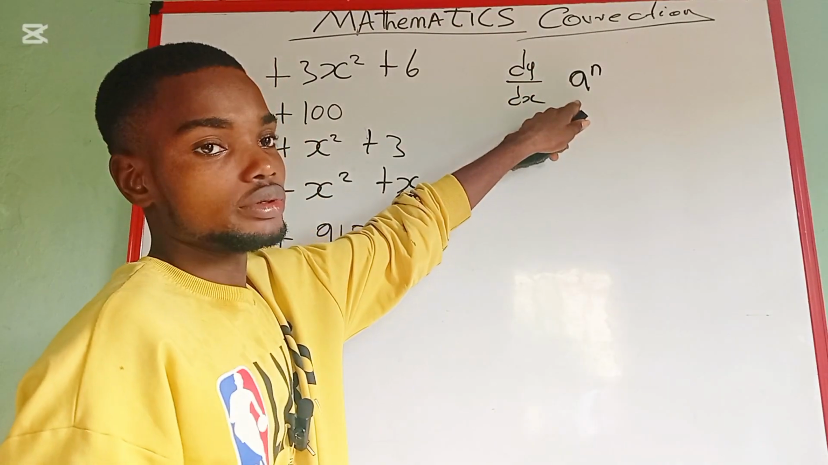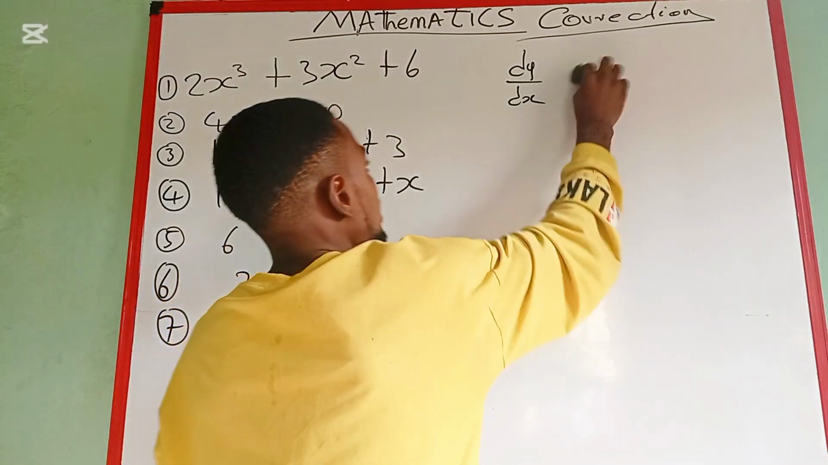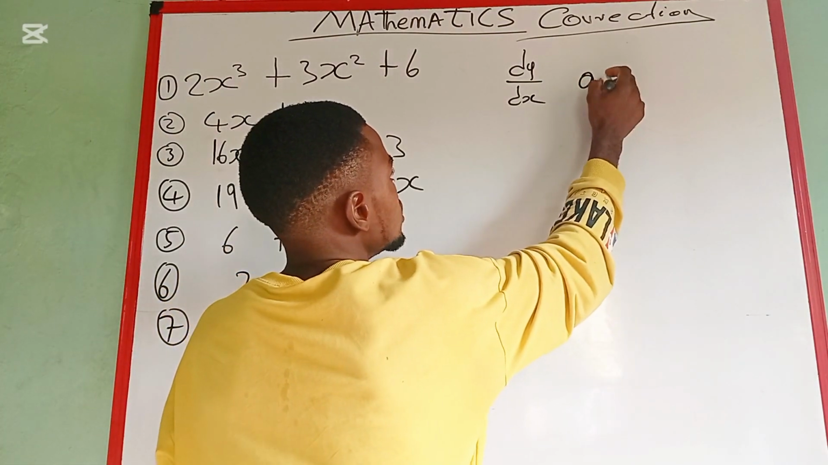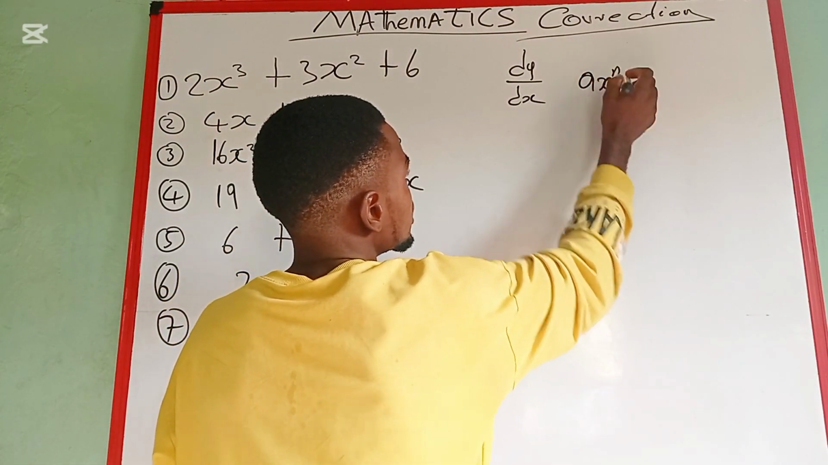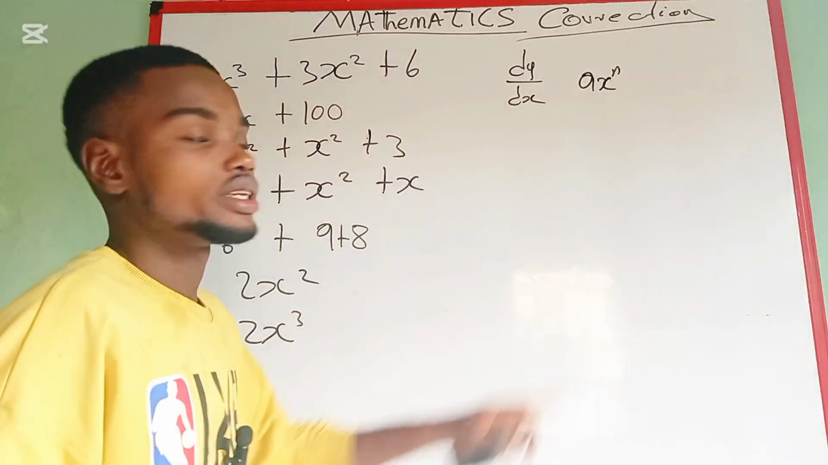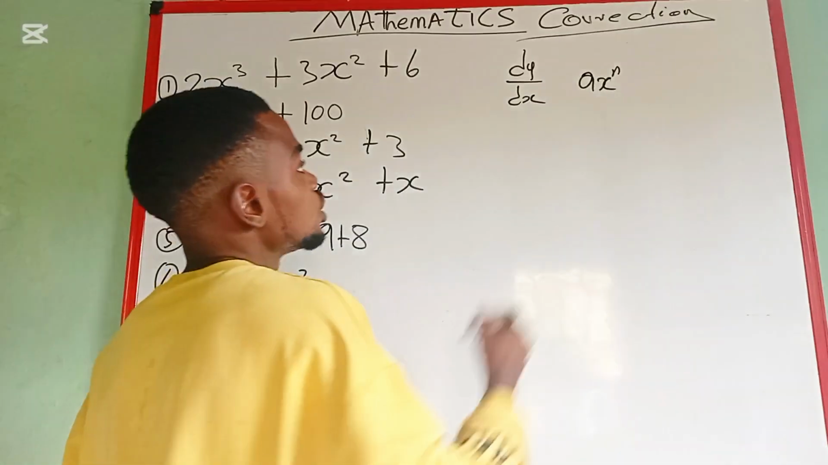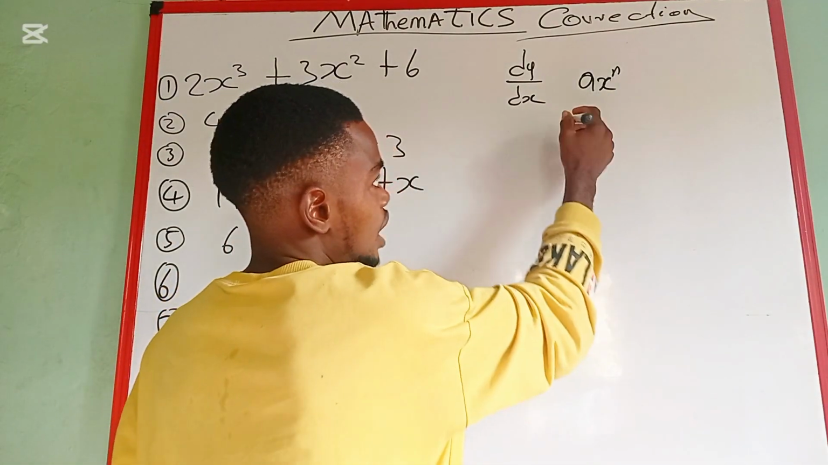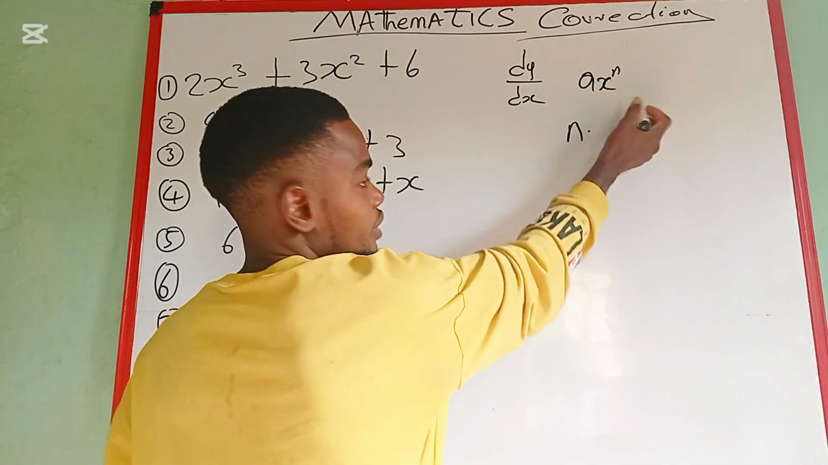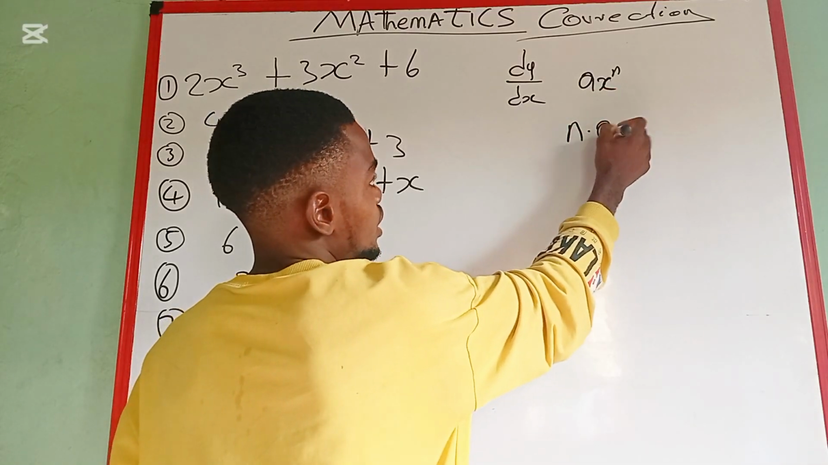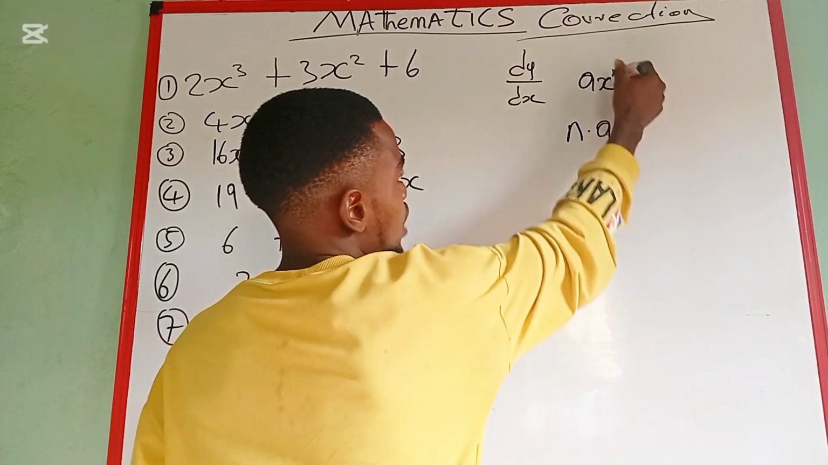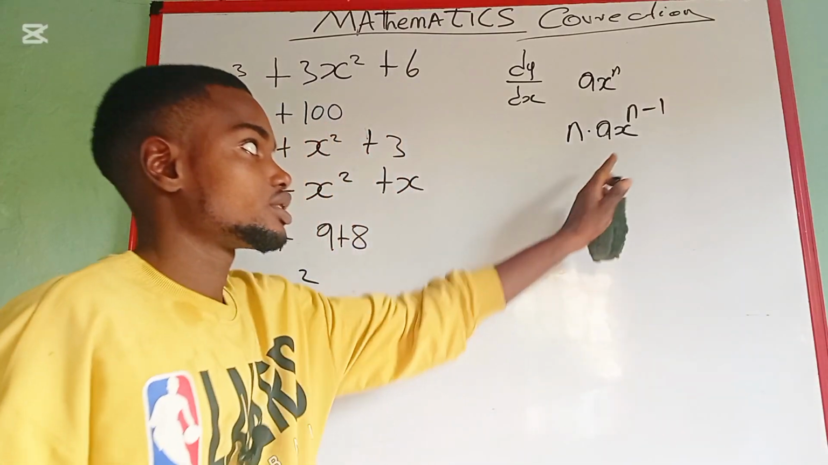Now, what is going to happen? Sorry, as raised to power n. If you ask to find the dy over ds of this expression, you're going to use the n, which is the power, and multiply by the base, which you have as what? As. And then the power, you subtract 1 from it.